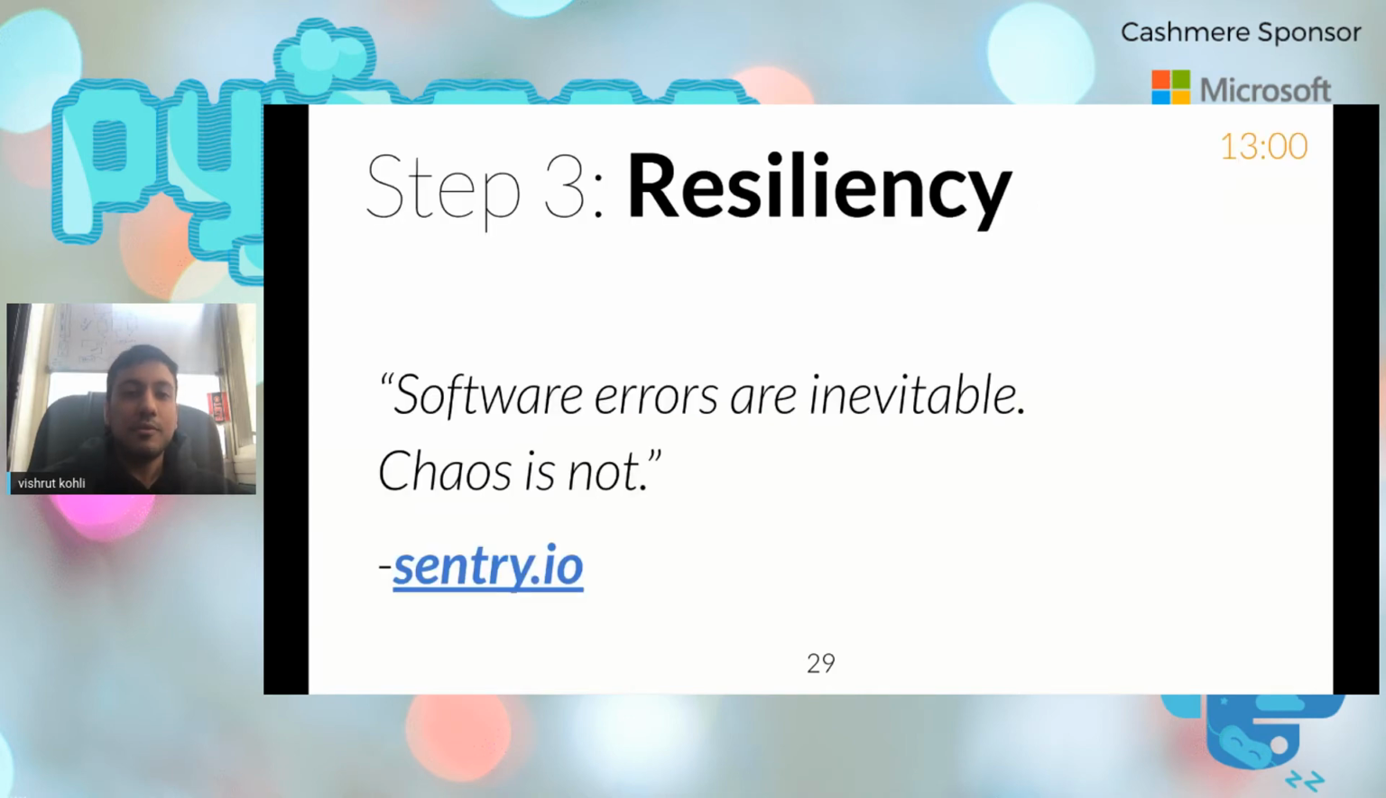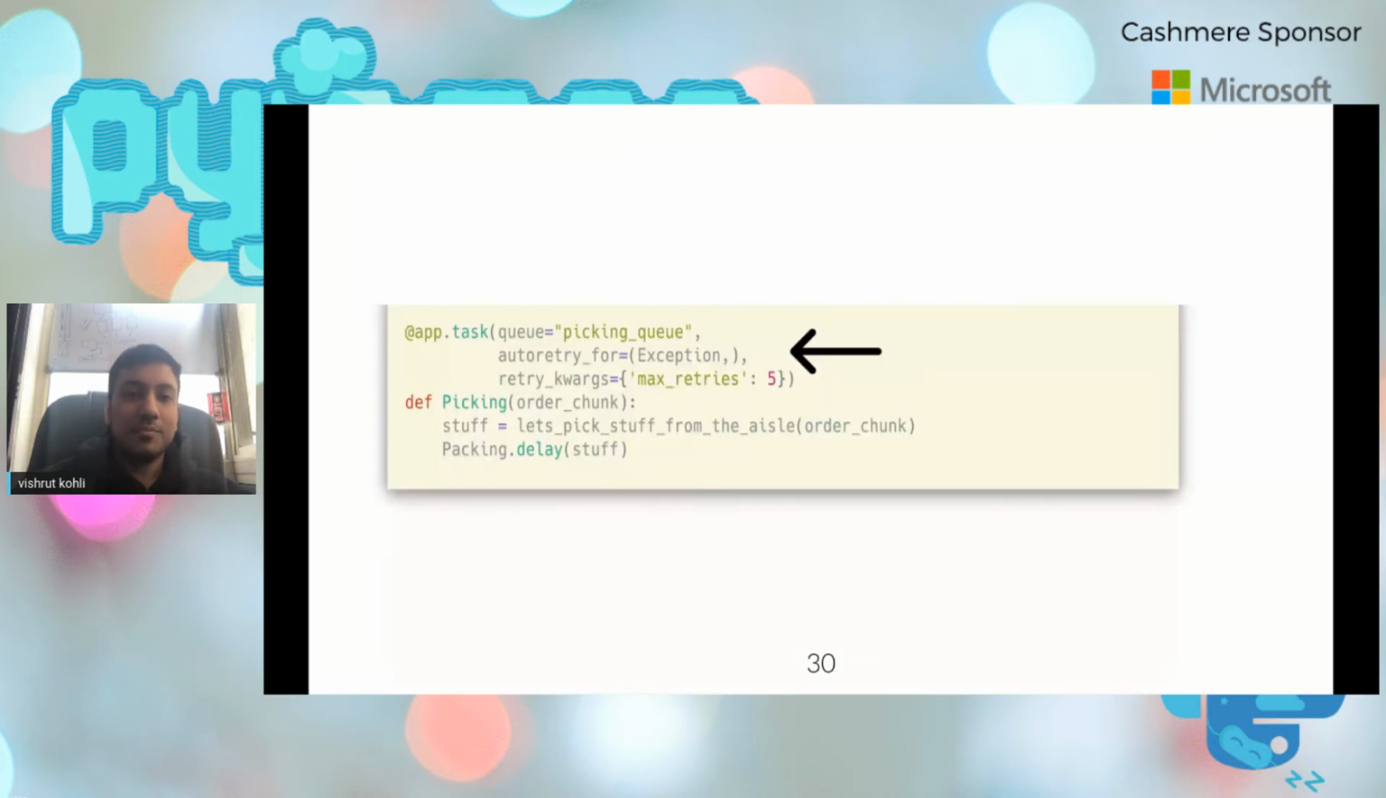So now we will see how to add some kind of resiliency or self-healing capability to the system. I think we all agree with Sentry.io's tagline: software errors are inevitable, but chaos is not. The most basic version of resiliency is to enable auto retries in times of failures. And you can add a circuit breaking element. For example, I have added 5 as the max number of retries, and if a task is retried 5 times and still fails, it will be ignored.